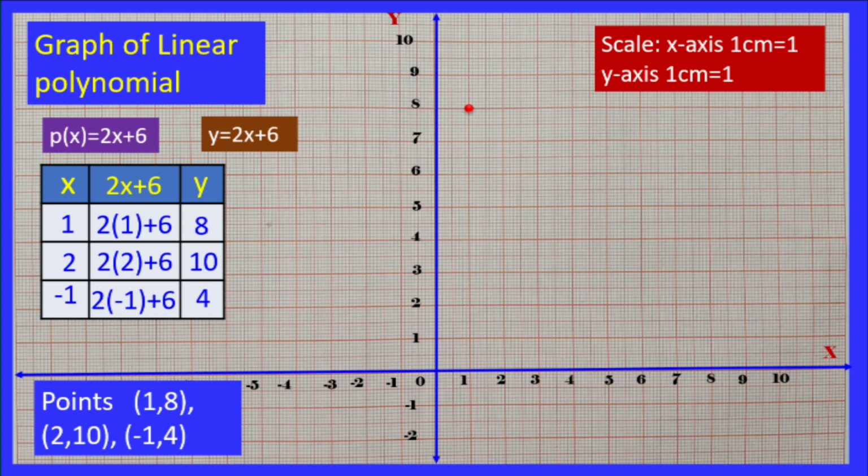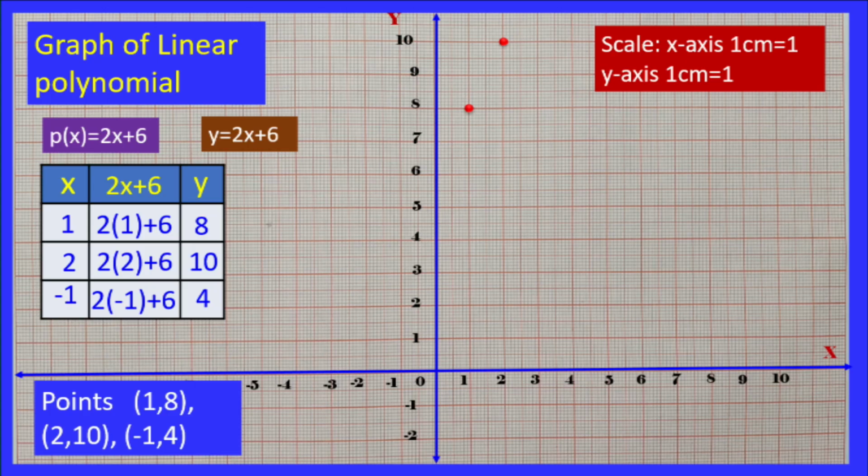Plot the second point, 2 comma 10. Now where it is located here, 2 should be considered on x axis and 10 should be considered on y axis, that is 2 comma 10. Okay. Now try to plot the third point, minus 1 comma 4. Minus 1 on the negative side of x axis and 4 should be on y axis. The intersection of these two is minus 1 comma 4. Now that is minus 1 comma 4.